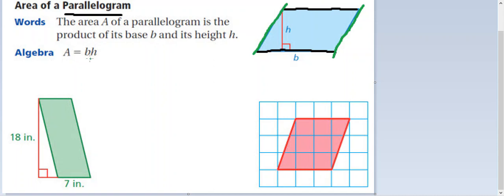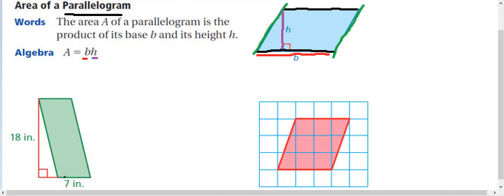So to find the area of a parallelogram, what you do is you take the base times the height. So the base is the bottom of the parallelogram. So this would be the base in red. The height is how tall the parallelogram is. So that is here. That would be h, the height. So all you do is you multiply the base times the height.